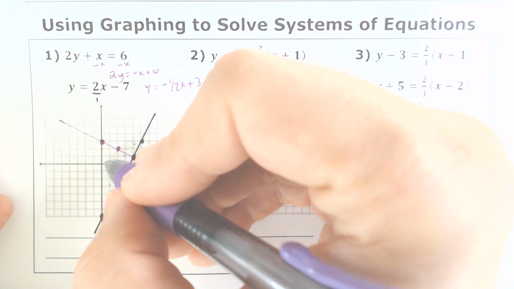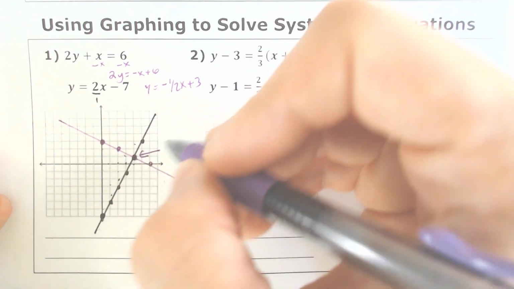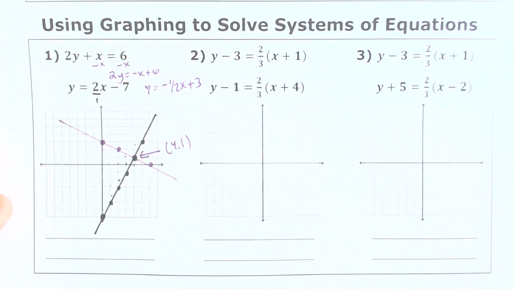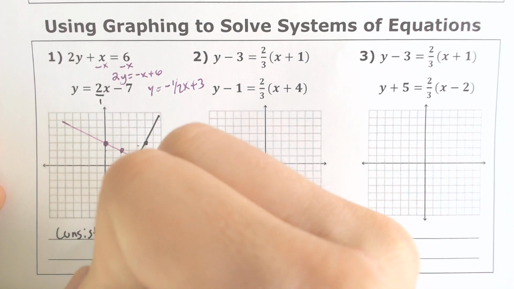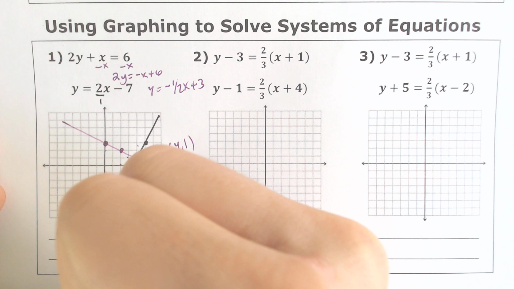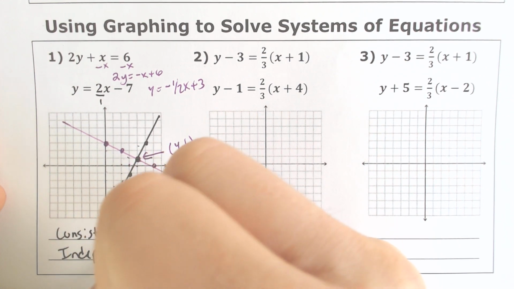So we got that one solution. It is at 1, 2, 3, 4, up by 1, so (4, 1). And because it has one solution, it is consistent, and they are independent lines.